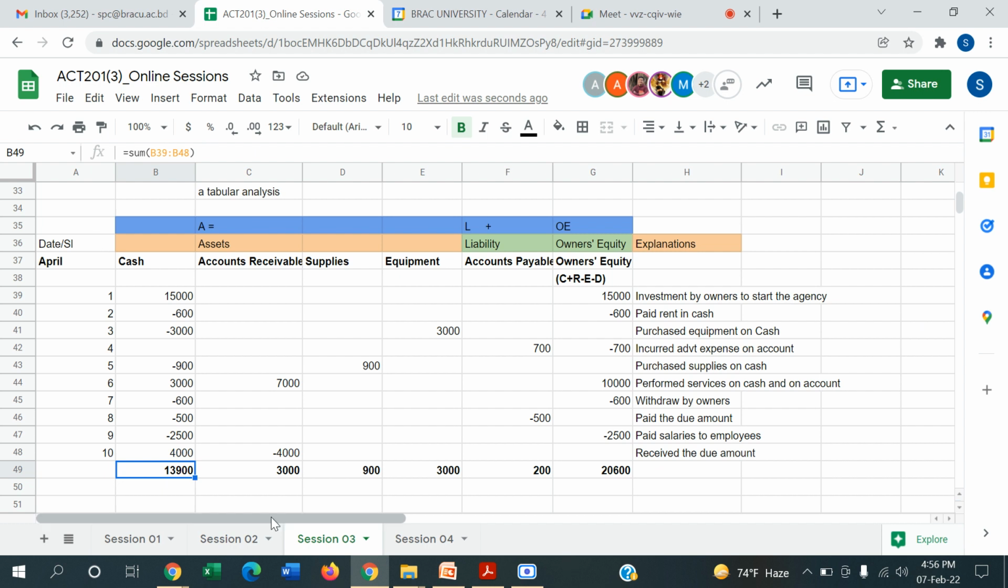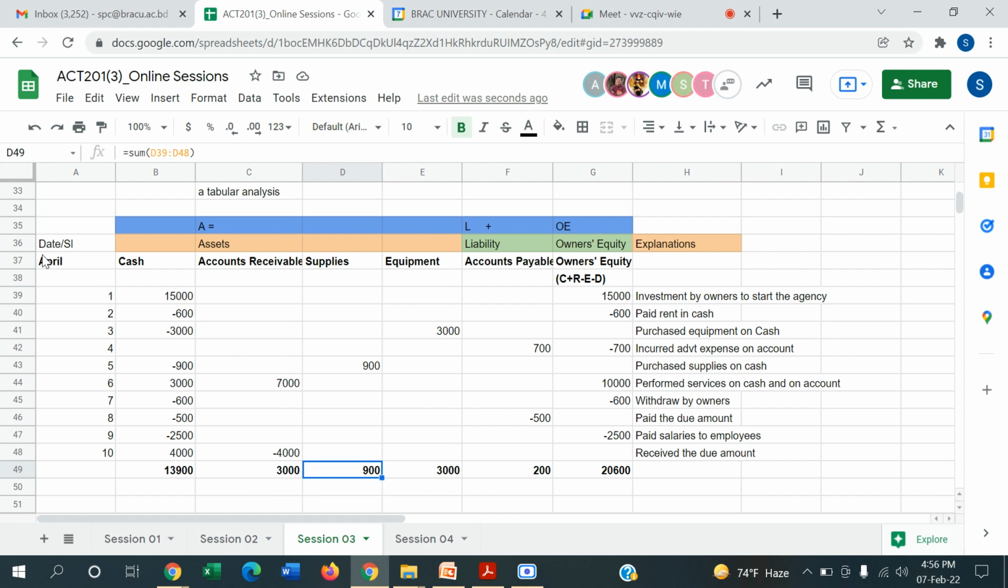Cash on hand, remaining cash. This is the amount of cash on hand after considering all of these transactions. This is the amount of accounts receivable. That means you are going to receive that 3,000 after considering all of these transactions. This is the 900 of supplies on hand after considering all of these transactions.